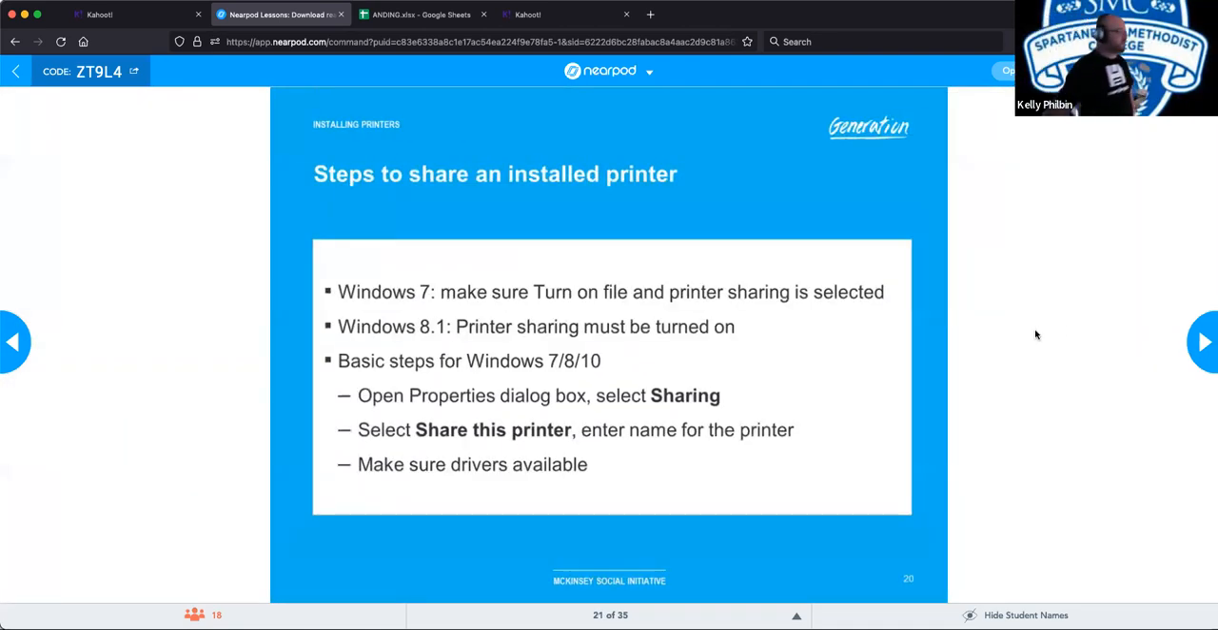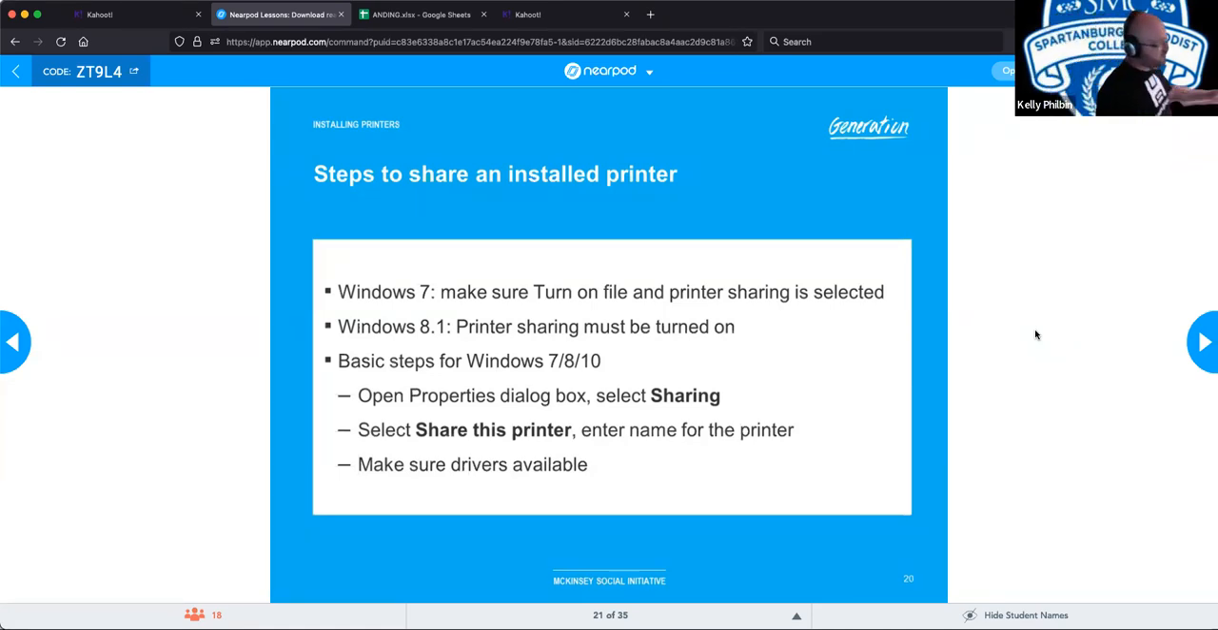All right, steps to share an installed printer. If you're in Windows 7, you gotta make sure you turn on file and printer sharing. Make sure that is selected. Otherwise you will not be able to do this. In 8.1, printer sharing was turned on.